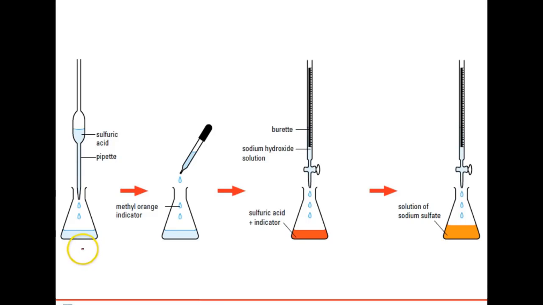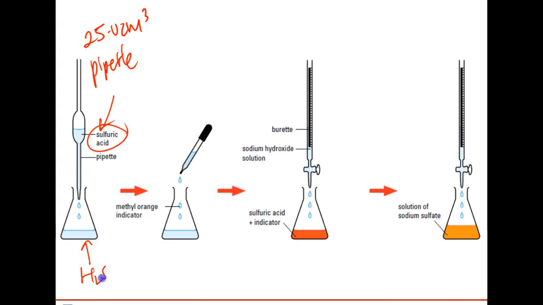So, first of all, what do you do? First of all, we pipette some sulfuric acid into the conical flask. The pipette is an instrument that allows us to accurately measure 25.0 cm cube of the sulfuric acid solution, and we put it into a conical flask. So now the conical flask contains H2SO4. I add in some methyl orange indicator.